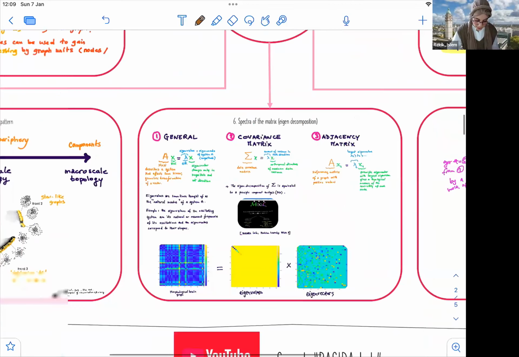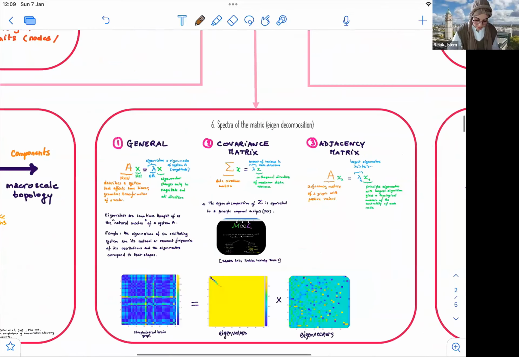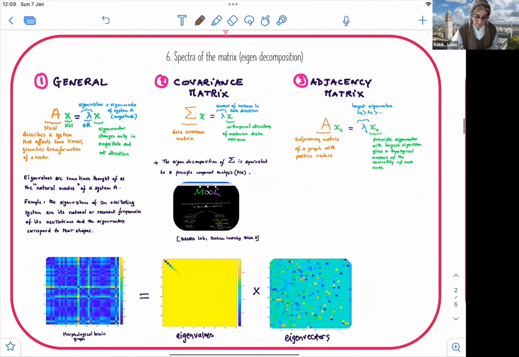Now let's move to the next point. Before we wrap up, we have 3 more to cover. So number 6 is actually here. We're going to look at the spectra of a matrix, the eigenvector or the eigen decomposition of a matrix. This is a very powerful concept that permeates machine learning, where we define data covariance matrices, and also graph learning or graph-based learning, where we do the eigen decomposition of the adjacency matrix of a graph.